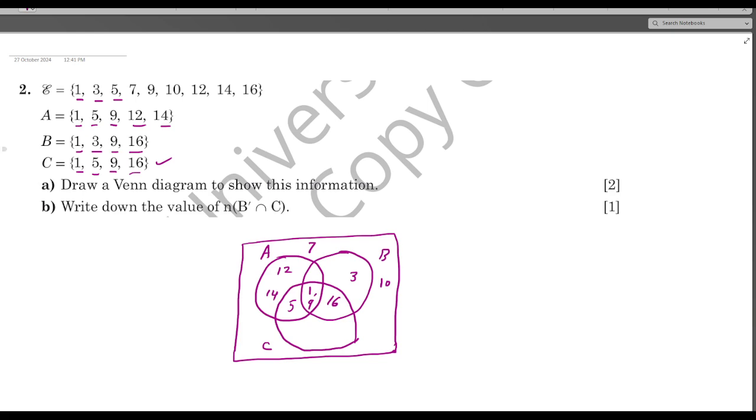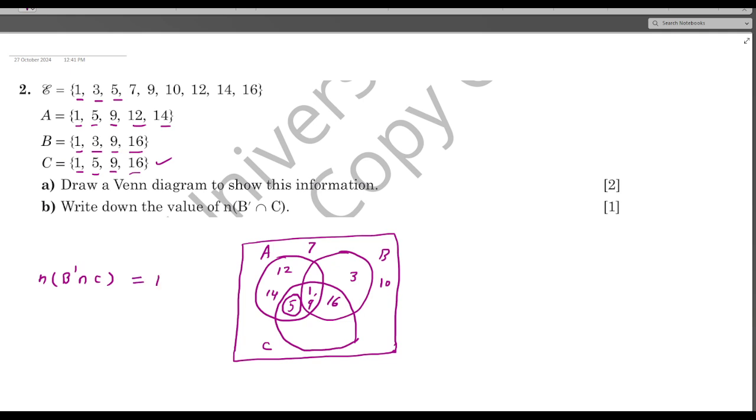Okay, write down the value of n of B complement intersection C. Okay, now n of B complement intersection C, I have to see what is common between C and B complement. So C is all this, and B complement means I should not consider B. So when I see what is common, I will see that this 5 is common in B complement as well as it is in C. So your n of B complement intersection C is 1.